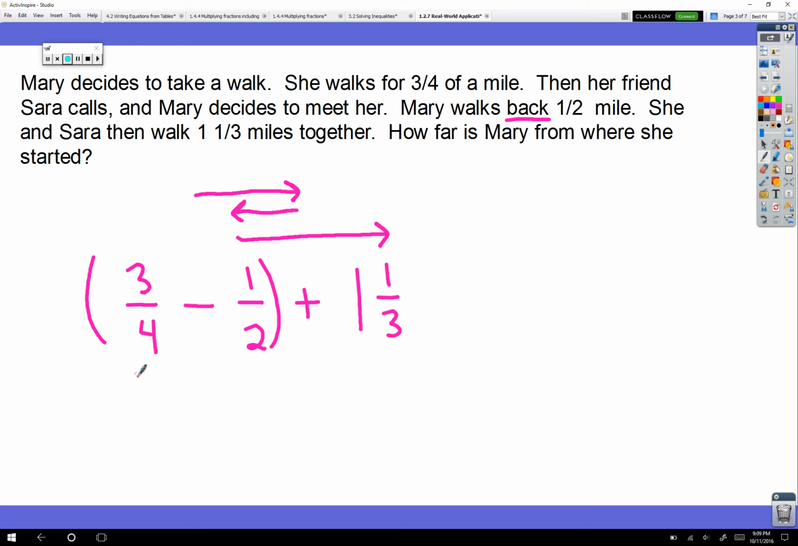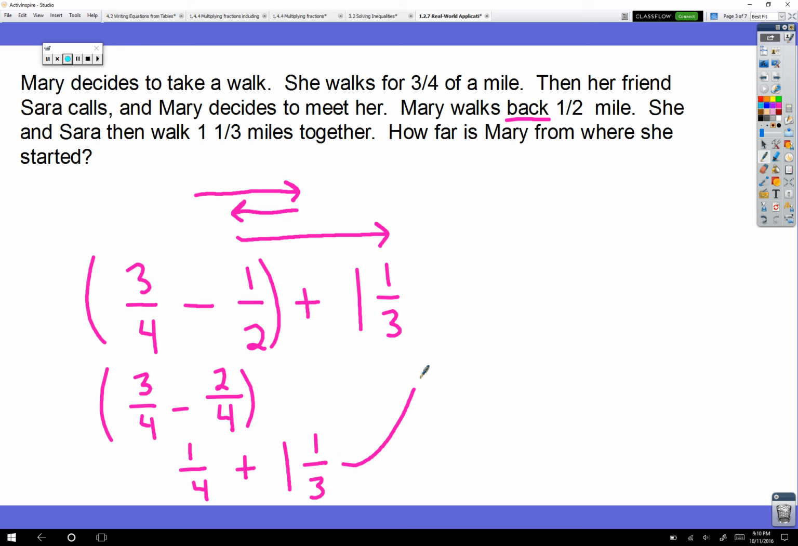Common denominator is 4, so I have 3/4 minus, I'm going to use a 4 on the bottom here. 2 times 2 is 4. 1 times 2 is 2. So I have 3/4 minus 2/4. 3 minus 2 is 1. So I have 1/4. Now I need to add my 1 and 1/3.